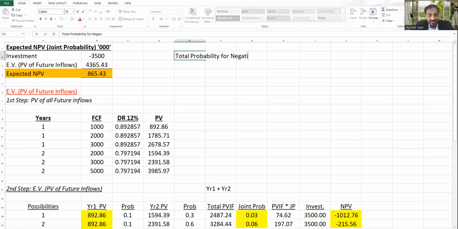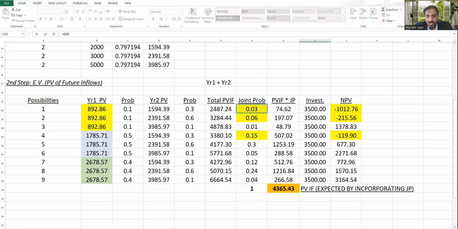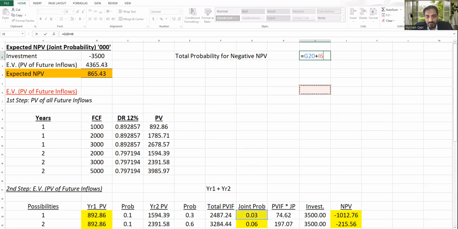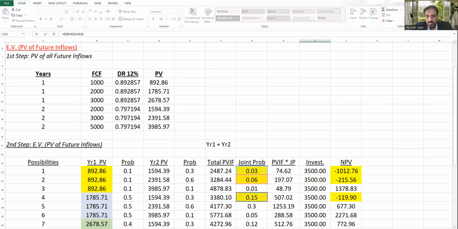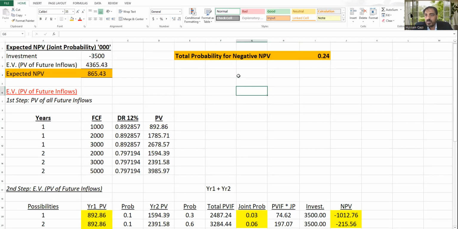But another thing, the total probability for negative NPV. So what will you say? You will say the total chances of negative NPV is 3 plus 6 plus 15. Yes. Is this information relevant for you?